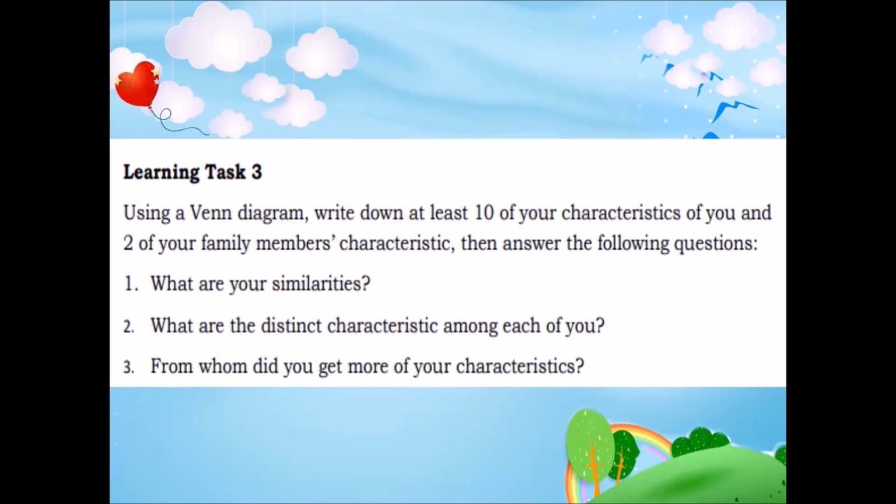Then if you share the same characteristics, write them in the intersection area. If you have something in common, or all 3 of you share a common characteristic, place that characteristic in the intersection part. Then answer the following questions. Number 1, what are your similarities? Number 2, what are the distinct characteristics among each of you? And number 3, from whom did you get more of your characteristics?